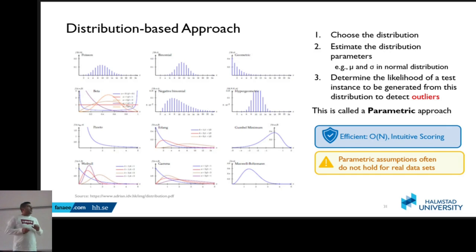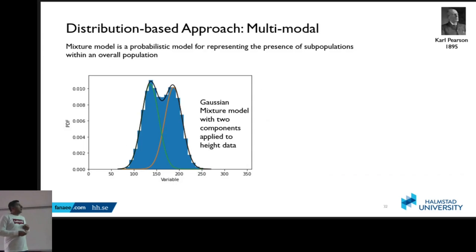No, it's another thing. Parametric assumptions often do not hold for real data. This is where our big problem starts, because in real life, we don't find a perfect fit of real data with this kind of distribution. So we need to go to more advanced methods.